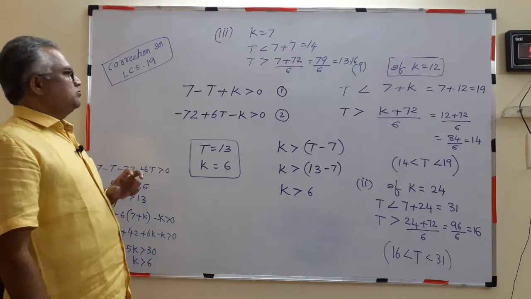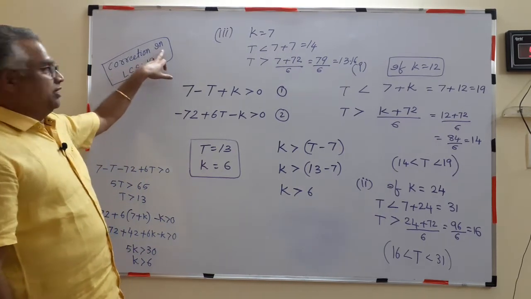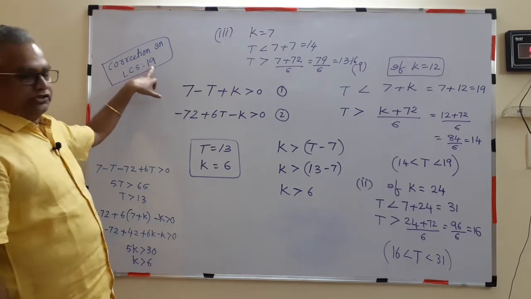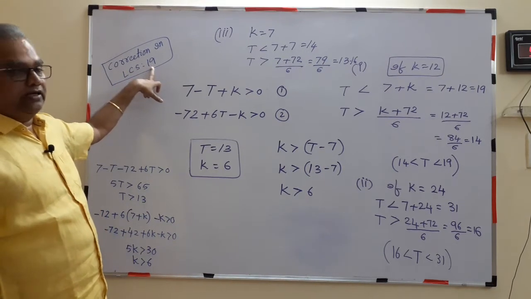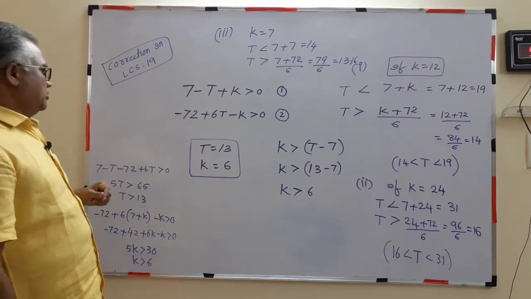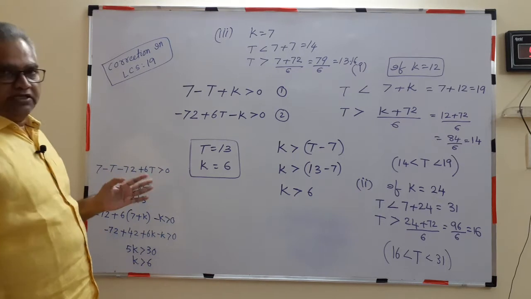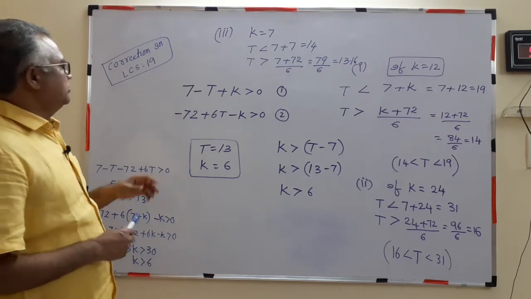So there is a small correction in the previous class, in lecture video number 19, the control systems class. What I told you is k greater than 6, t less than 13. That's what I told you.